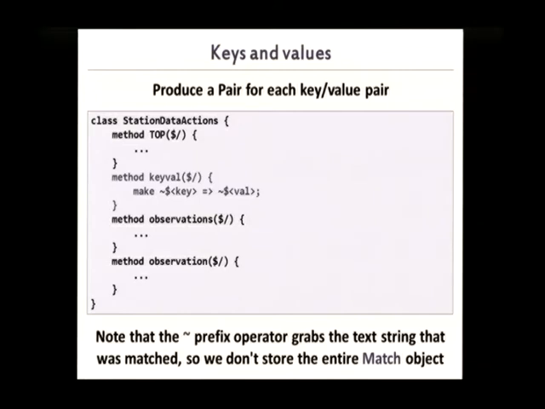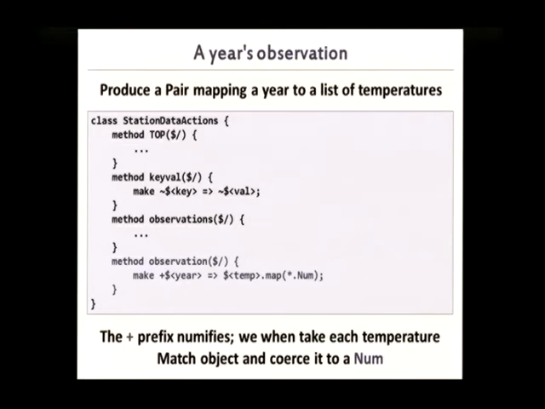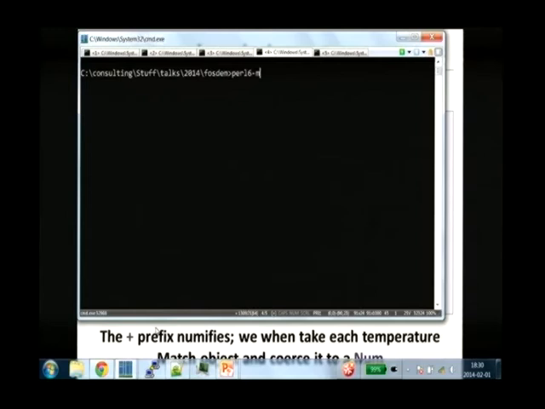What about observations? Well, first, a single year's observation. We make a pair. And then we take the set of temperatures, and all I want to do is map them into numbers. At the moment, they're match objects that represent the bit of text we captured and the offsets and so on. And all I'm doing is a map; we can call map as a method. And that star.num is also worth just a moment's explanation, so let me do so.